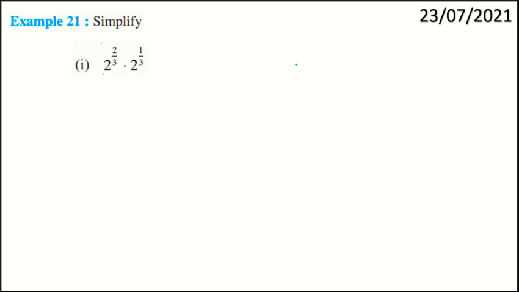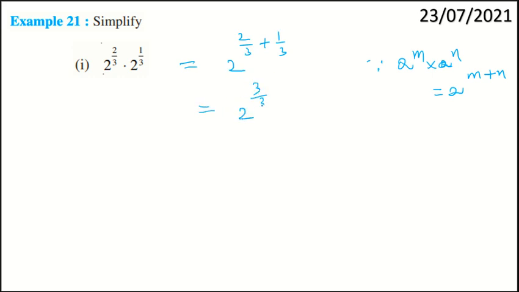simplify 2 power 2 by 3 into 2 power 1 by 3. 2 power 2 by 3 into 2 power 1 by 3 can be simplified using the law a power m into a power n is a power m plus n. So, 2 power 2 by 3 plus 1 by 3 gives us 2 power 3 by 3, which is nothing but 2 power 1.